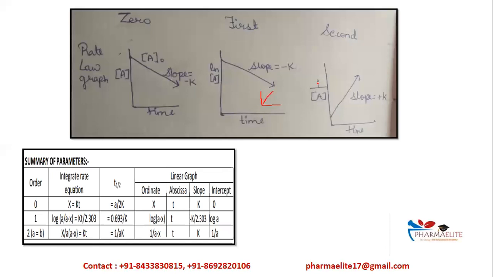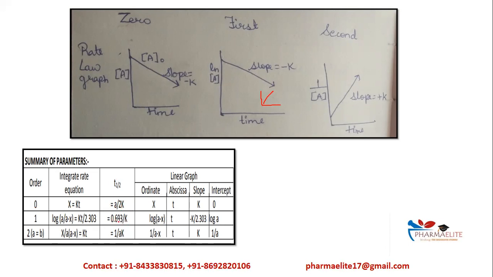Another important thing which you need to remember is the parameters: the half-life, the intercept and the slope. Here you can see when you plot concentration versus time, you get the value of slope. If you plot log versus time, you get it as K by 2.303. And if you are plotting it as 1 by (A minus x) versus time, you get slope value K. Also, the half-life expressions are important. That is, for zero order, the half-life, that is T half, will be A upon 2K.